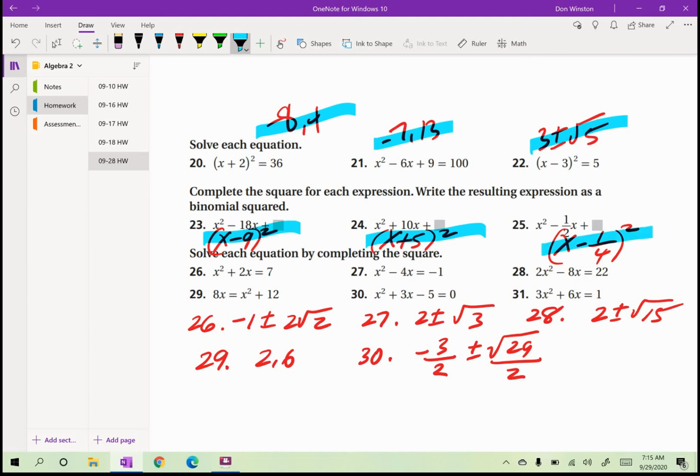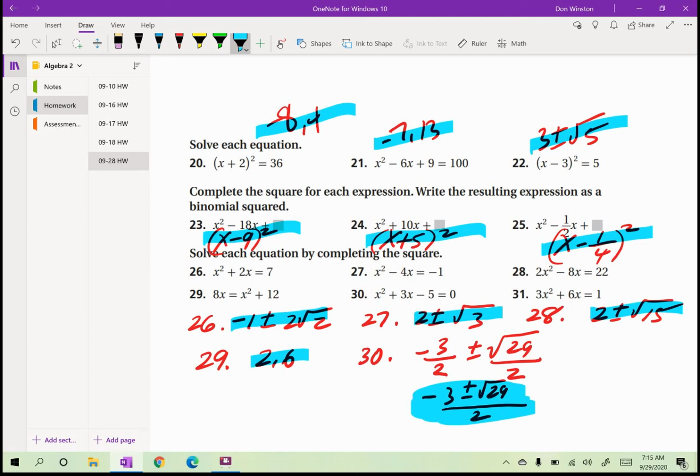And then 26, the answer was negative 1 plus or minus 2 root 2, 27, 2 plus or minus root 3, and 28, 2 plus or minus root 15. 29, the zeros were 2 and 6, and 30, we'll just write it, negative 3 plus or minus root 29 over 2. Okay, so again, if you have any questions on those, join my WebEx or shoot me an email. I'd be delighted to go over those with you.